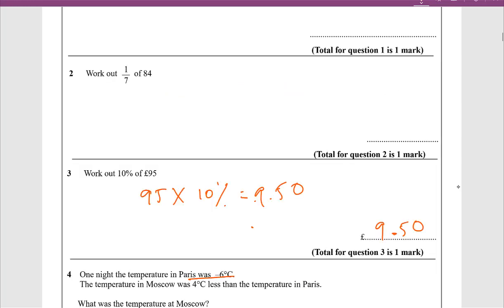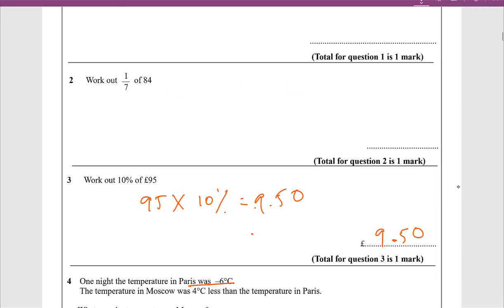Write your decimals clearly. Work out 1/7 of 84. So divide by the denominator, times by the numerator. So 84 divided by 7.